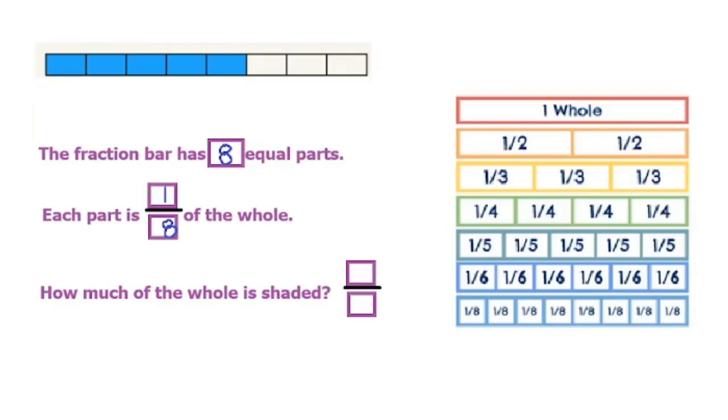So let's just count the shaded parts. 1, 2, 3, 4, 5. So 5 of those are shaded. So we put 5 here. So 5 out of the 8 are shaded. So that's 5/8. And that's the answer to the entire question.